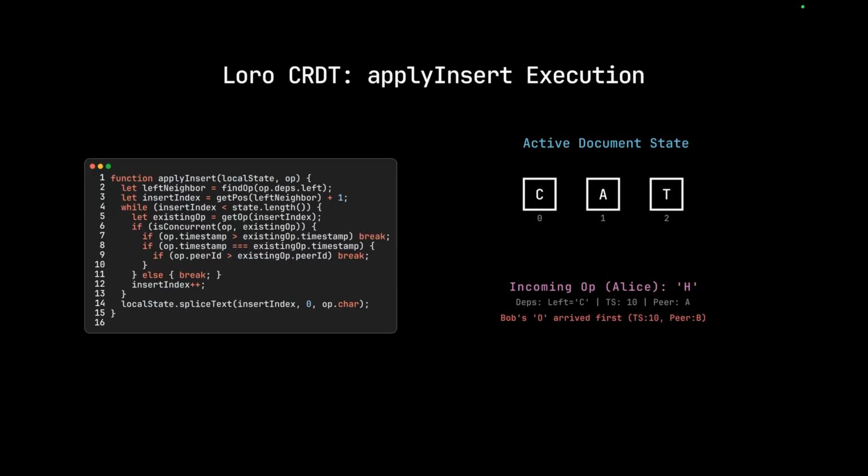Here we have an active document state where we have C, A, and T in the document. Bob's O arrived first with timestamp 10 and PRB. Meanwhile, Alice's operation, which adds H on the right side of C, arrived second with timestamp 10 and PRA. After inserting Bob's operation, we can see that the letter O has been added to the active document state and the document spells COAT.